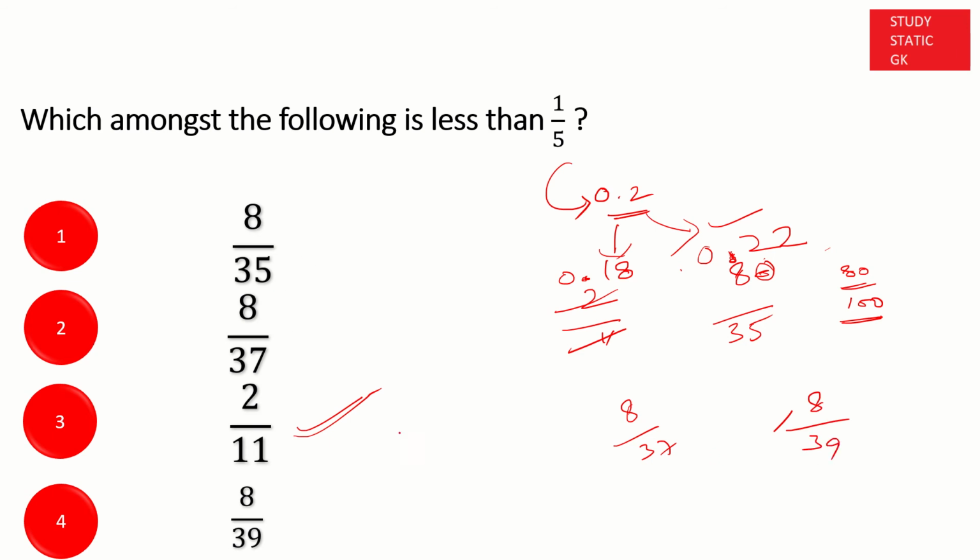So the answer is this one, because 2 by 11 is definitely visible: 11 ones are 11, 1 0 2 2, so 0.1 is visible. So this is the answer.